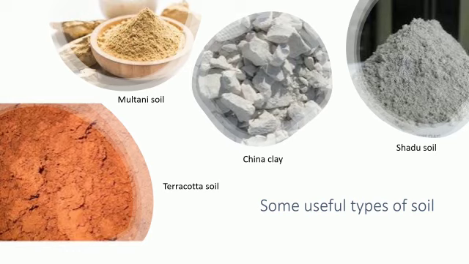Some useful types of soil. First, china clay or kaolin. It is white in color. It is used to make crockery, bathroom tiles, tanks, laboratory apparatus, masks, jars, etc.